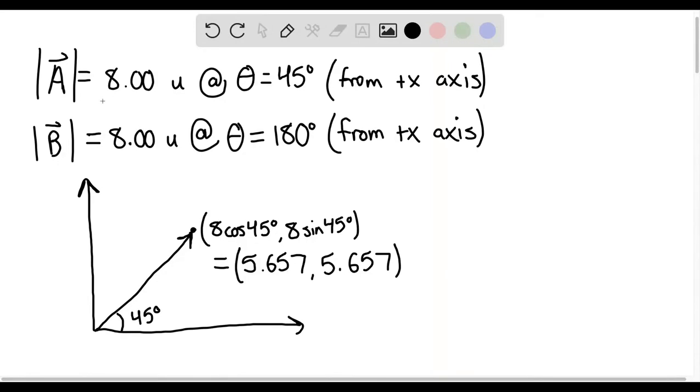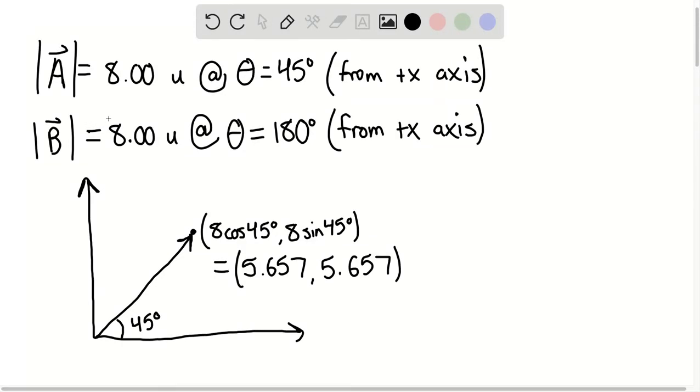So here we have two vectors, vector A and vector B. They both have a magnitude of 8 units. Vector A is directed 45 degrees counterclockwise from the positive x-axis, and vector B is 180 degrees, again counterclockwise from the positive x-axis, or we can say in the direction of the negative x-axis.